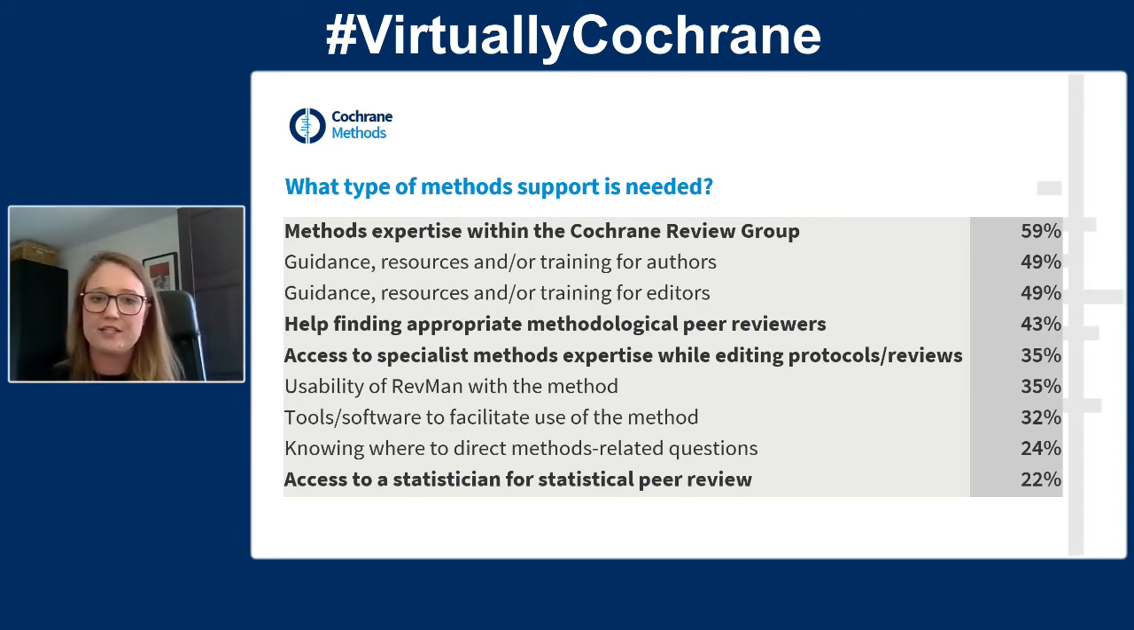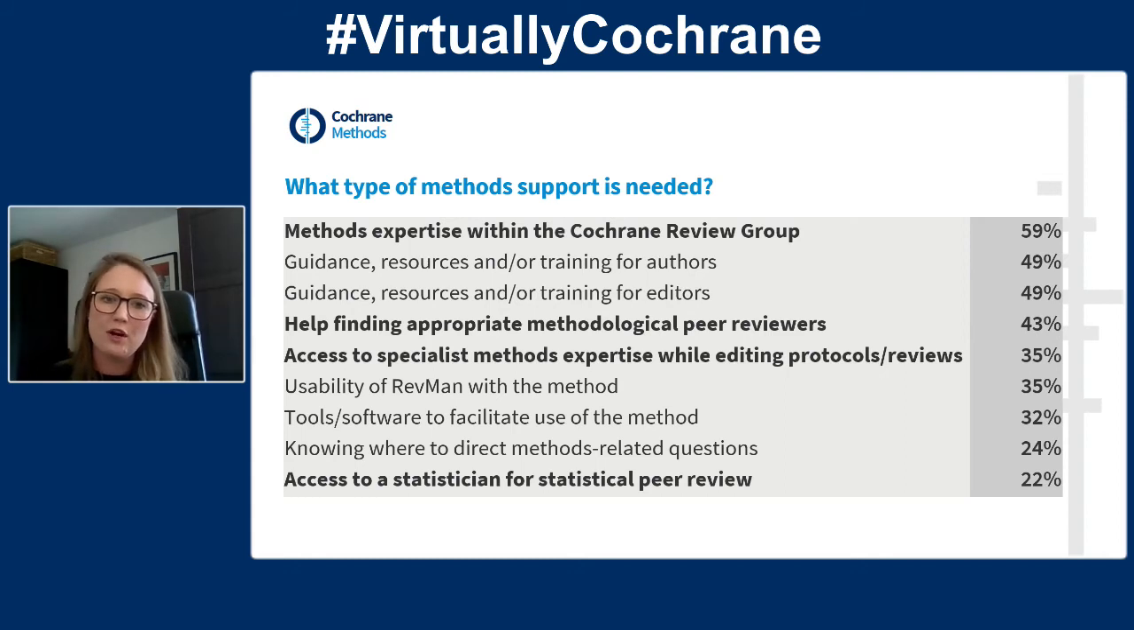The second area is around peer review and finding methodological or statistical peer reviewers. And the third area is around access to specialist methods expertise at different editorial stages. And so if we're thinking about this, we're thinking about Cochrane authors and methodologists and editors. The main Cochrane groups that we're talking about are the Cochrane review groups and the methods groups.